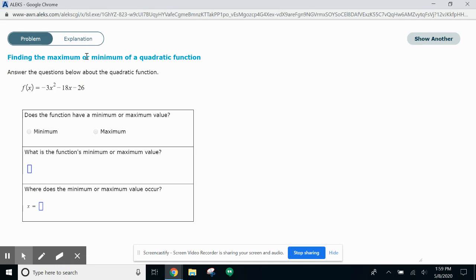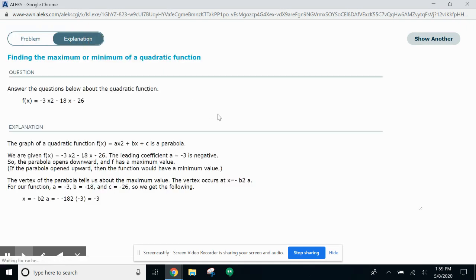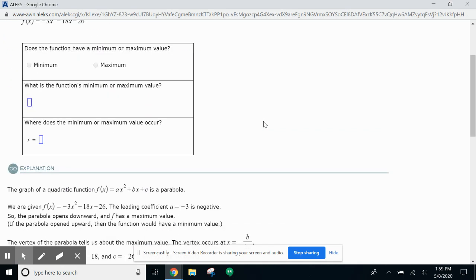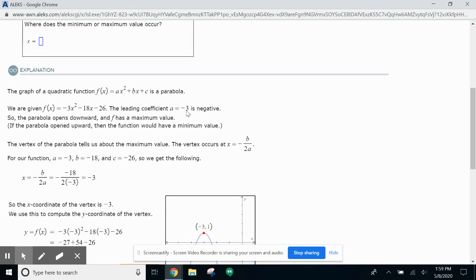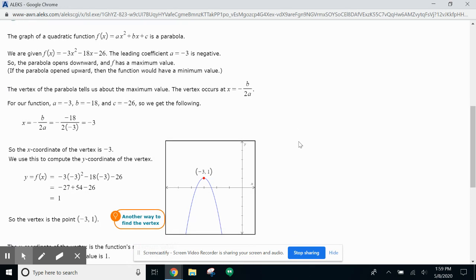So new equation, same type of problem. Negative number, so that means it's going to have a maximum and it's going to be facing down, which is what they show right here. -3 is negative, so it's going to have a maximum value. Okay. Now what we're going to look for is that vertex.